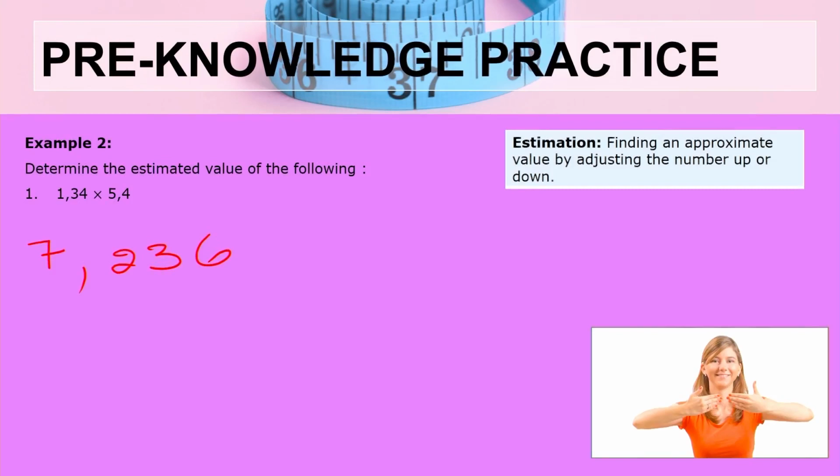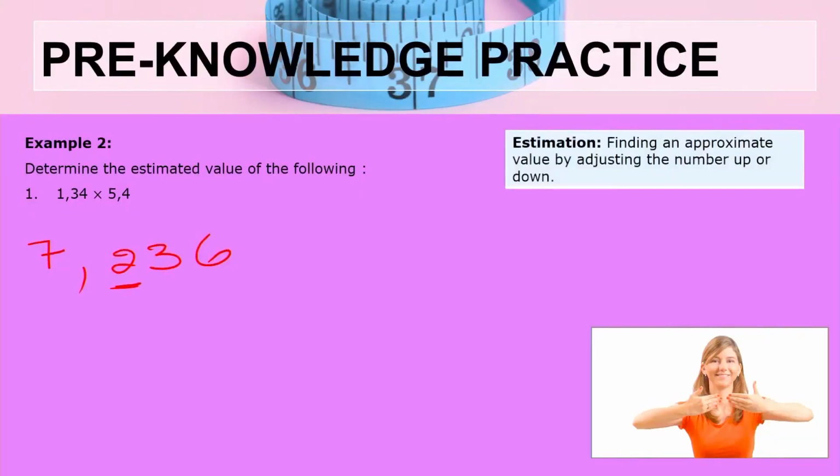So now, I go back to the question of estimation. What is estimation? Estimation is finding an approximate value by either adjusting upwards or adjusting downwards. So now, looking at this value, when we estimate, if this value is less than 5, we are going to eliminate the whole decimal. Therefore, we say this is approximately 7.